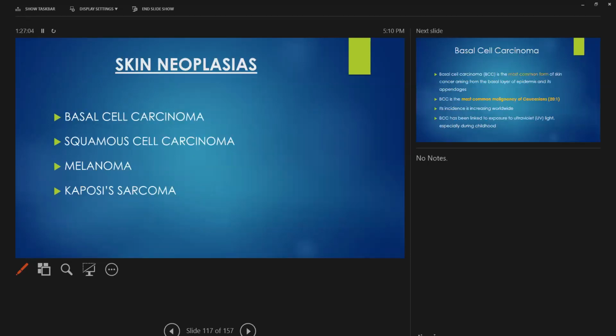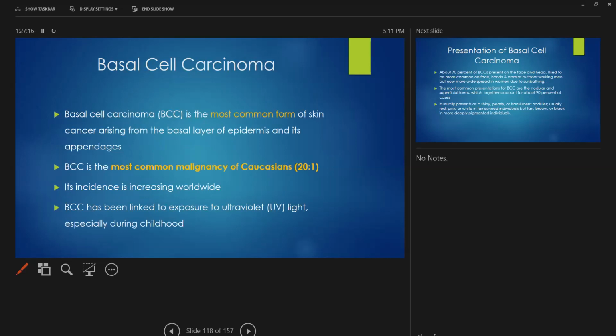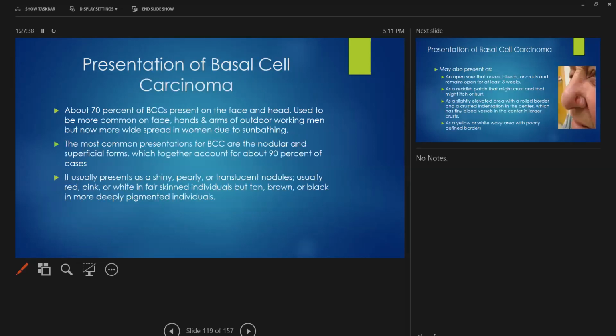Skin neoplasms. So now we're moving on from precancer to cancer. So the cancers are basal cell carcinoma, squamous cell carcinoma, melanoma, and Kaposi's sarcoma. Basal cell carcinoma is the most common form of skin cancer. It arises from the basal layer of the epidermis. Common malignancy in Caucasians, almost 20 to 1 for basal cell carcinoma. Basal cell carcinoma is linked to exposure to UV light, especially during childhood.